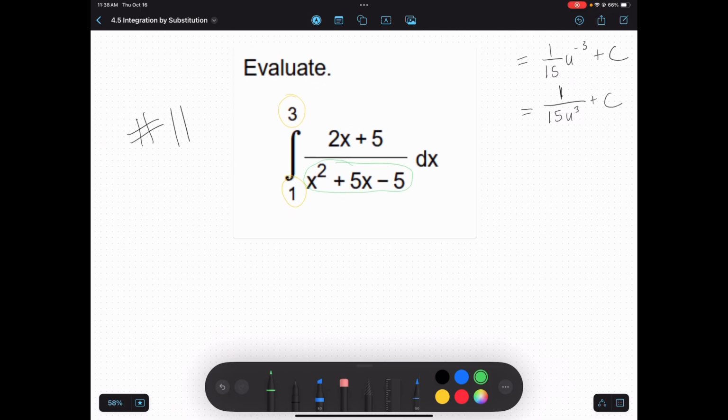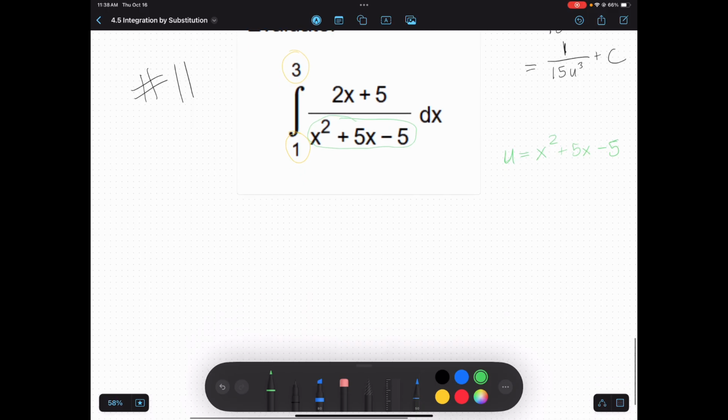Can I just set my inside function to be the entire denominator? That'll simplify my function if I have a much simpler denominator. So let's let u equal x squared plus 5x minus 5.